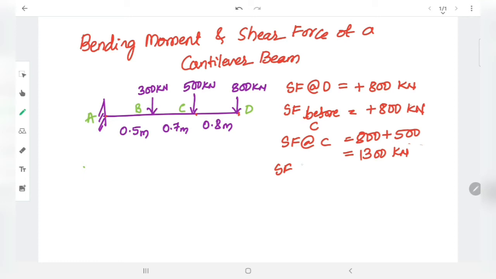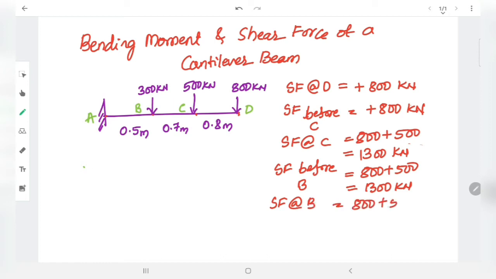Next, shear force before B is equal to how much? 800 plus 500, which excludes the value at B. Here I will be taking shear force before B. It is equal to 800 plus 500, again 1300 kilonewton. Now shear force at B is equal to how much? 800 plus 500 plus 300. It is equal to 1600 kilonewton.